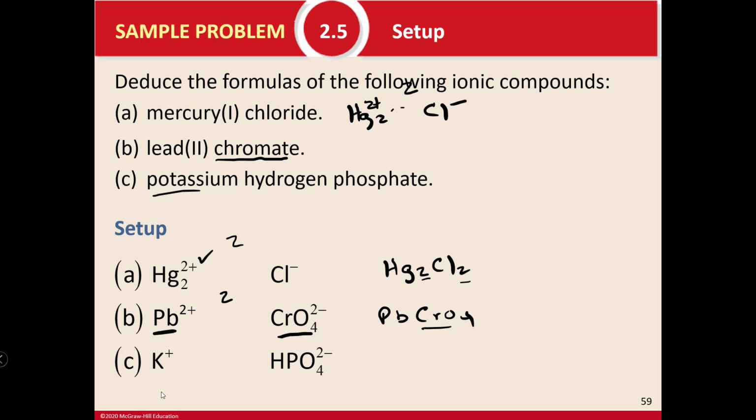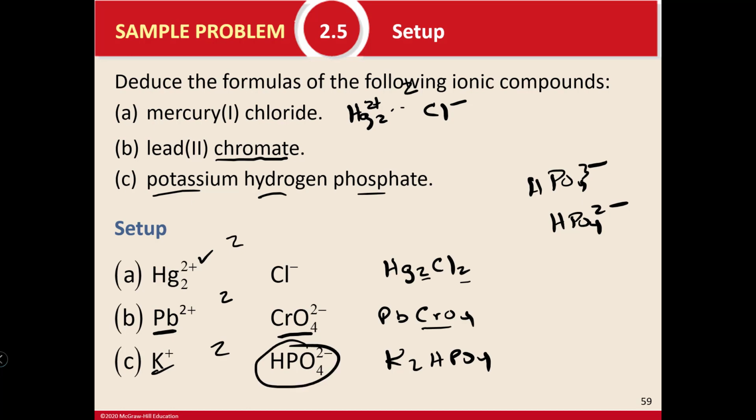And then the last one, potassium, positive 1, it's out of group 1. Hydrogen phosphate. Well, phosphate is PO4 3 negative. If you add a hydrogen to it, it becomes HPO4 2 negative. So both of these, 1 and 2, go into 2, so you need 2 potassiums for every 1 hydrogen phosphate. So you can see if you don't memorize your polyatomic ions, you're really going to be hurt. And again, watch the naming video that I've referenced many times.